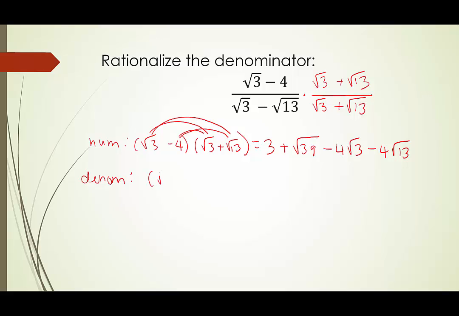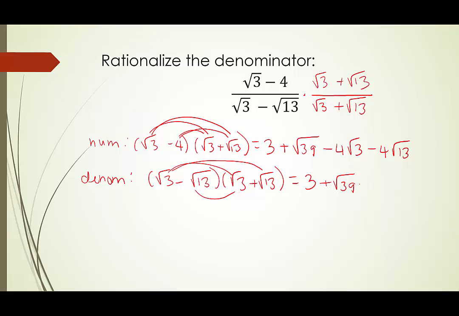With the denominator, we have the square root of 3 minus the square root of 13, and the square root of 3 plus the square root of 13. Giving us, we have root 3 times root 3 is 3. Root 3 times root 13 is square root of 39. Minus root 13 times root 3 is minus root 39. And then minus root 13 times root 13 will be minus 13.